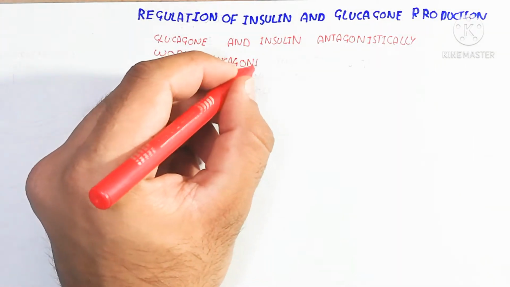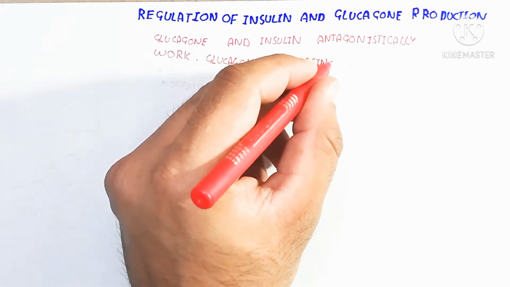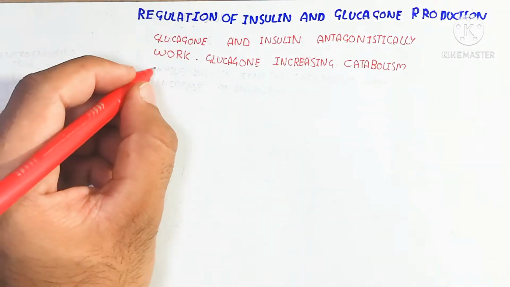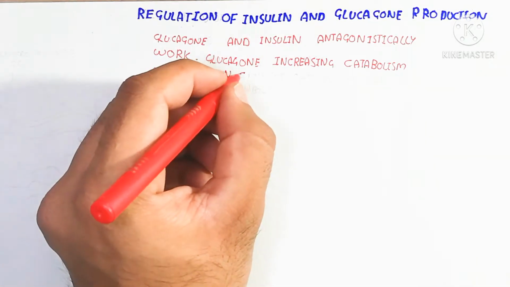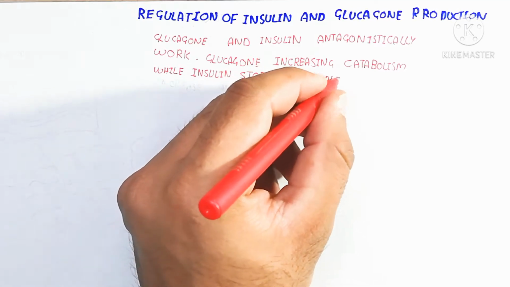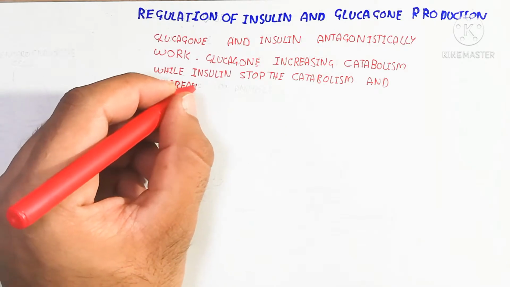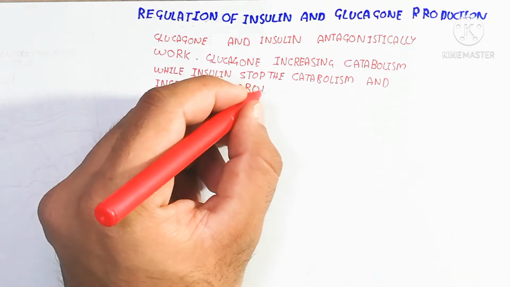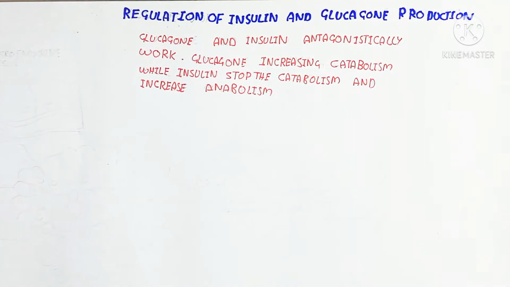Glucagon increases catabolism, while insulin stops catabolism and increases anabolism. Catabolism means the breakdown. Anabolism means the making, the synthesis of something. For example, glycogen formation, the glycogen synthesis from sugar. That is known as anabolism. That is possible due to insulin production from the pancreas.